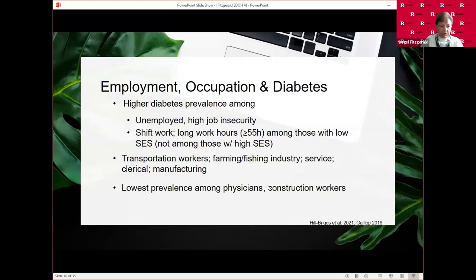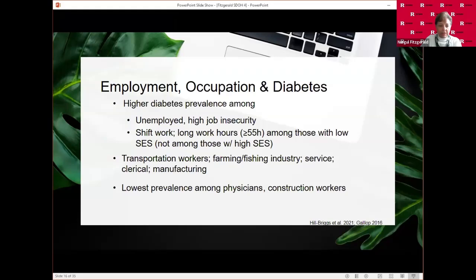So there are those differential outcomes depending on other additional factors. Interestingly, this was different professions or occupations in relationship to diabetes. In a Gallup poll, they asked about self-reported diabetes and compared those to different professions. And interestingly enough, transportation workers, farming and fishing industry workers, service industry workers, clerical and manufacturing workers topped the list.